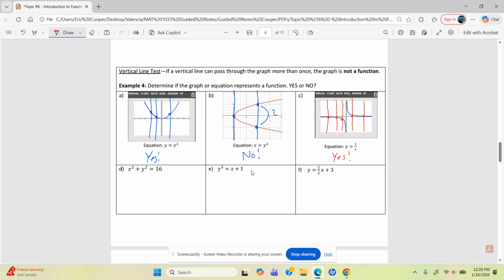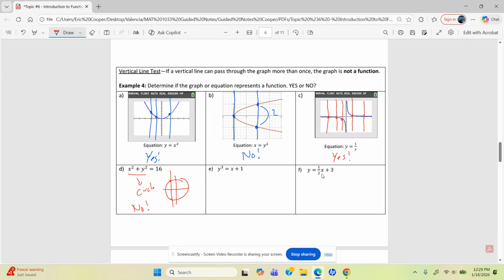You could try and graph these on your own, but as you go through and do it, x squared plus y squared, anytime you see it look like that, it always comes out to be a circle. A circle, when you draw a line through it, will never be a function. So no, this is not a function.